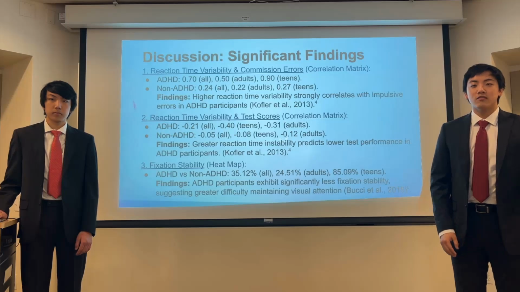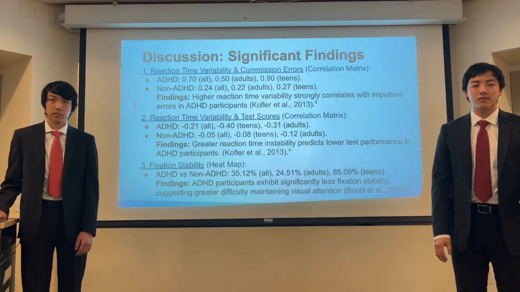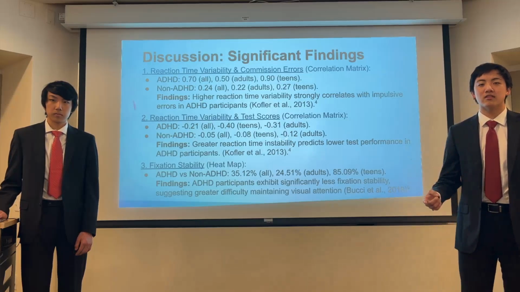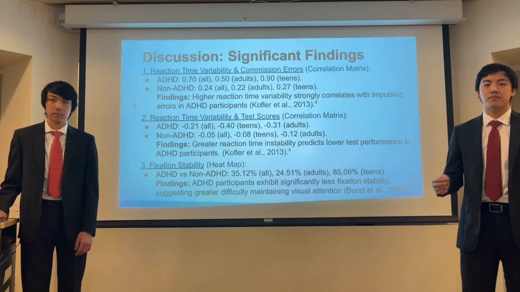Our key findings showed that ADHD participants had a higher reaction time variability, confirming its link to impulsivity. Greater variability also correlated with lower test performances. Lastly, ADHD teens exhibited significantly lower fixation stability, indicating attention difficulties.